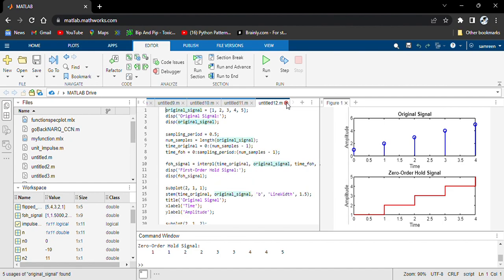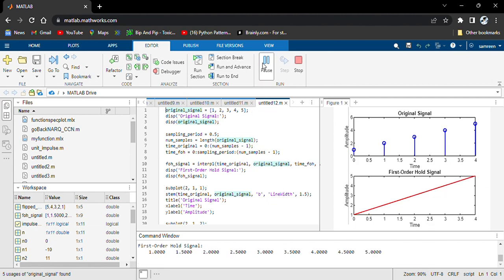The last task is about the first order hold. In first order hold, we use the line equation, which means we use the slope form. So we define our first order hold function using the line equation, that is y = mx + c. We can get our first order hold of the given signal. In the output graph, you can see that this is the first order hold of the original signal.